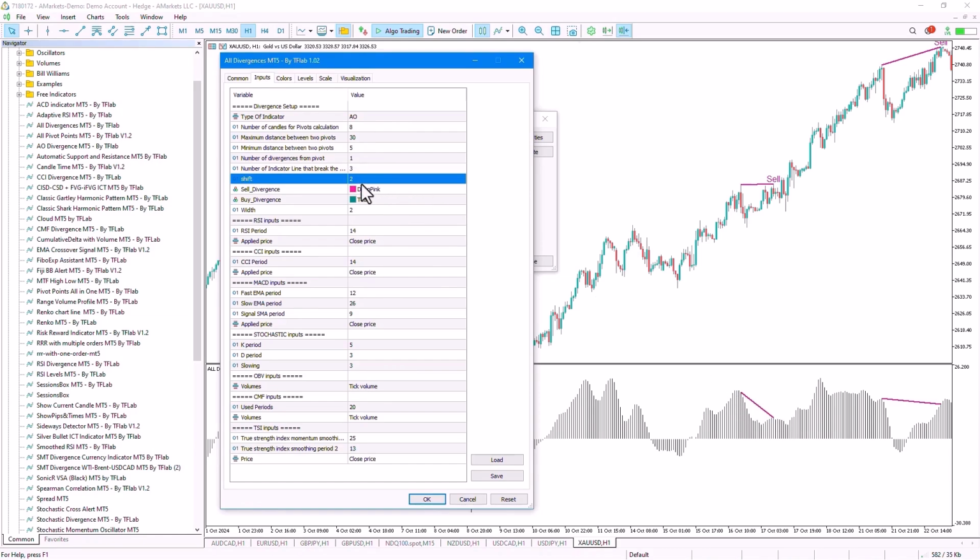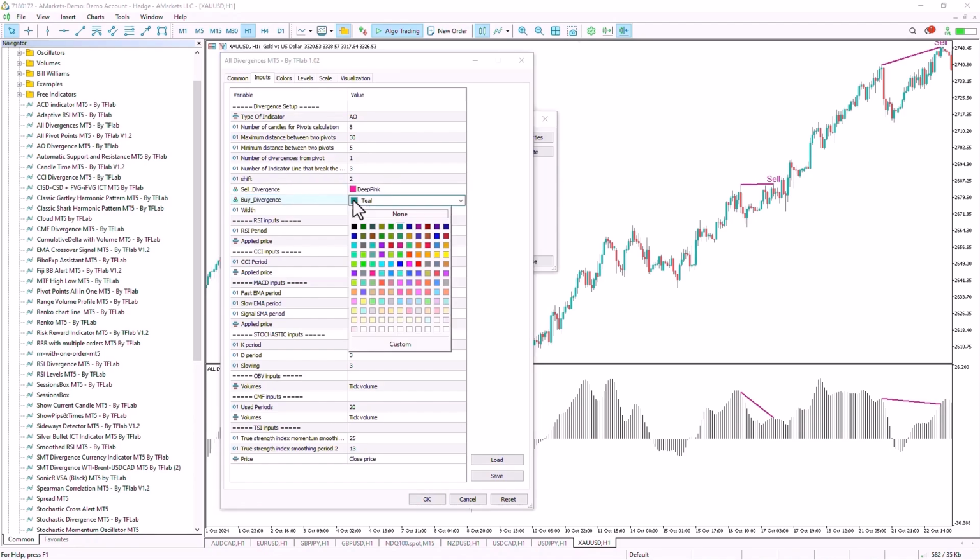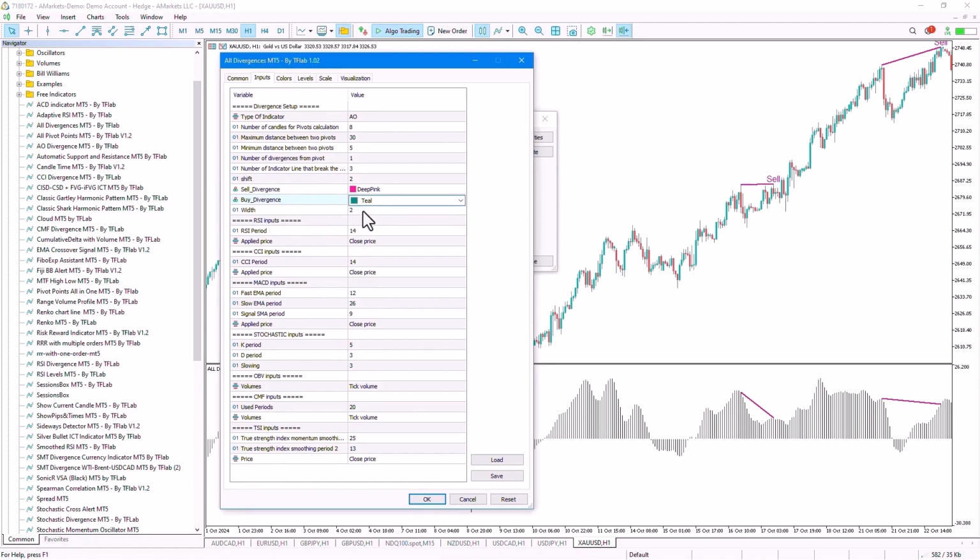In the next section, there is the shift option, which is set to 2 by default. After identifying the divergence, it moves 2 candles forward, and then examines and draws the divergence. In the next part, we can set the color of the bearish divergences and change the color of the bullish divergences to our desired color. In the last part of this section, we can also set the size of the lines to be drawn.